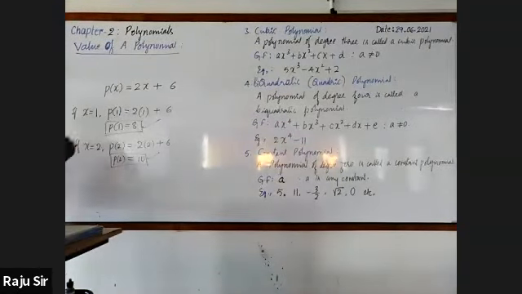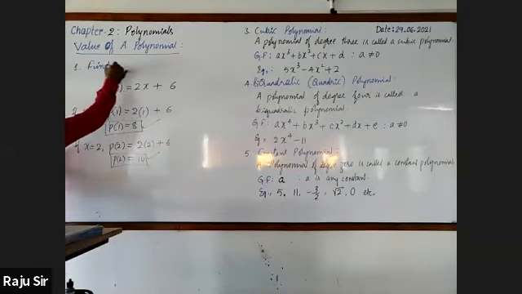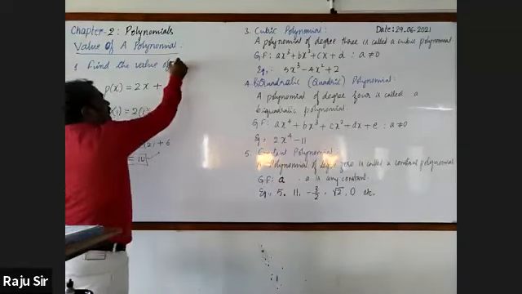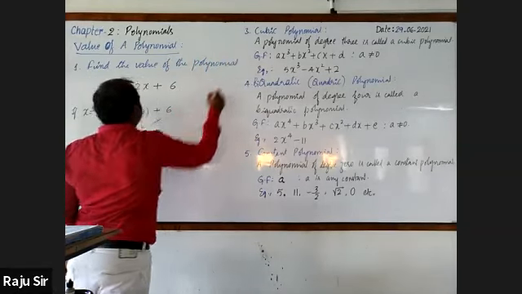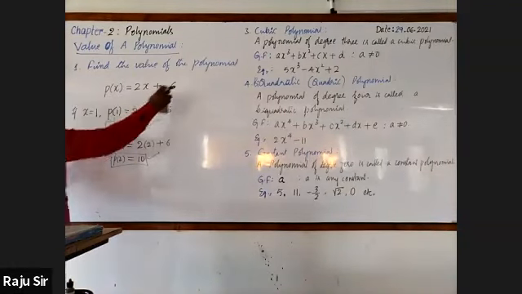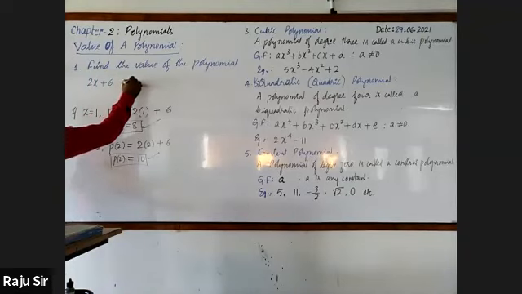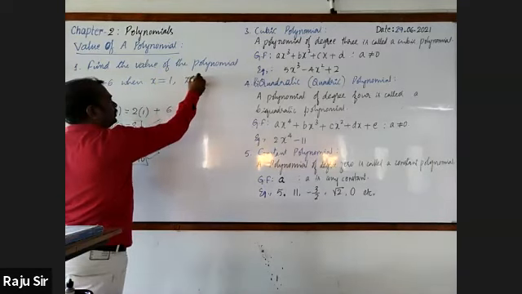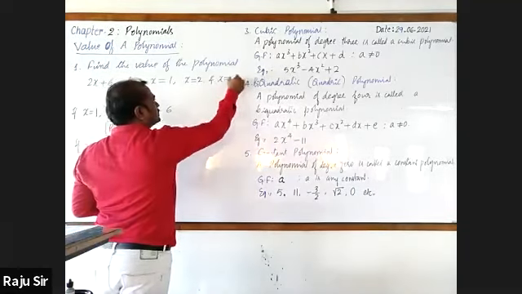Write it as a question. First one, find the value of the polynomial. Let me take this one only: 2x plus 6, when x is equal to 1, when x is equal to 2, and when x is equal to minus 3.